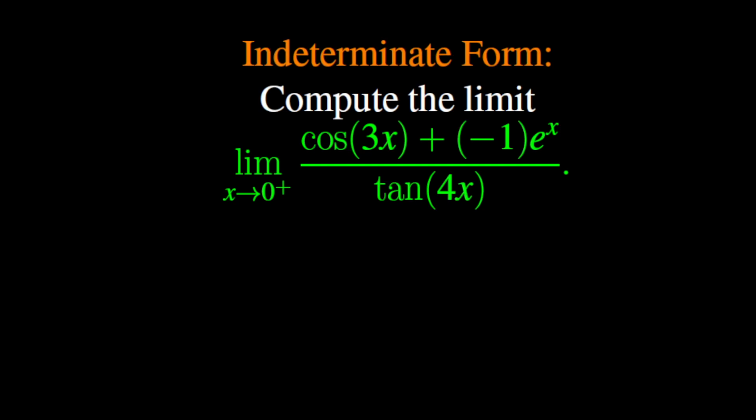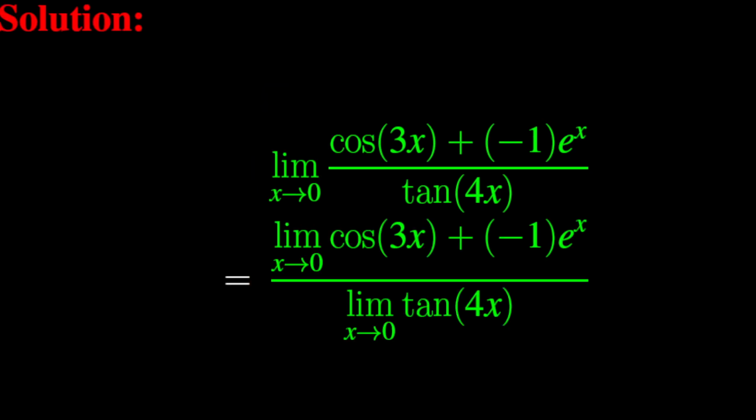In this problem, we are asked to evaluate the limit as x goes to 0 of the fraction cosine of 3x, plus minus 1 times exponential of x, over tangent of 4x. It is clear that this fraction is a quotient of two functions, so we should use the quotient law.